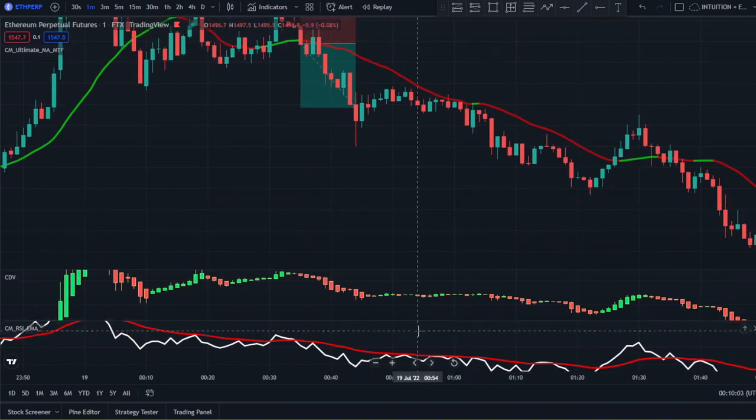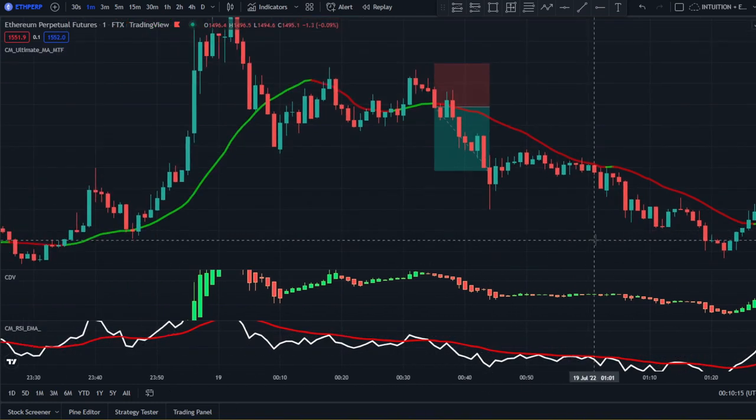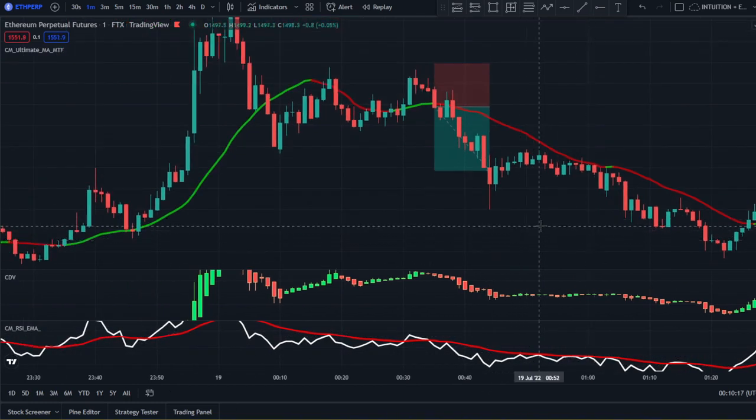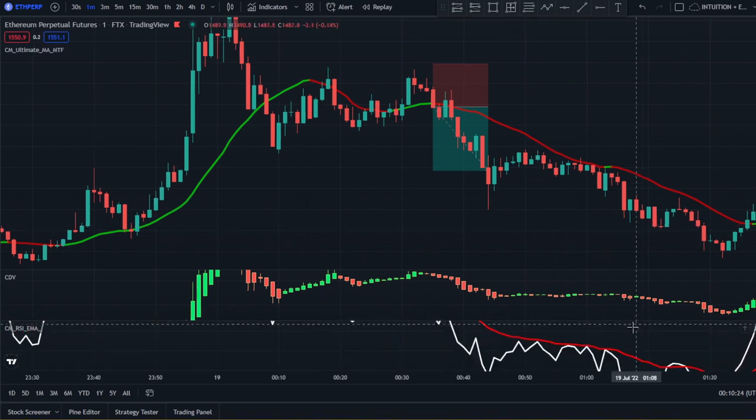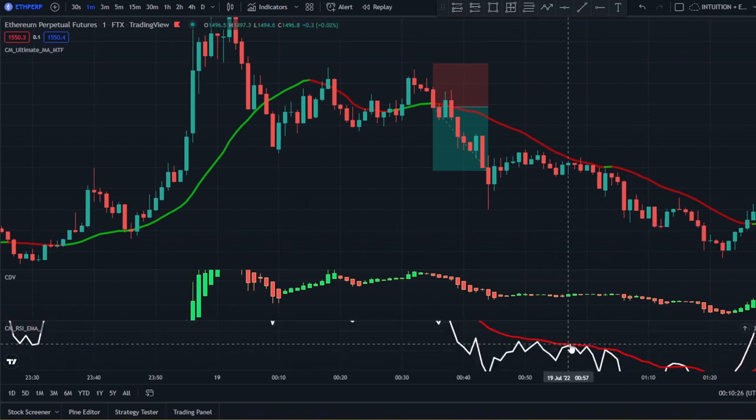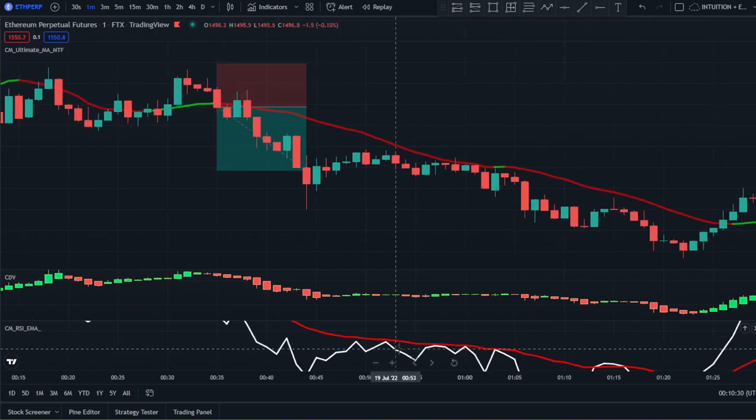So right here, what you want to wait for before you take another short position is the crossover of the white above the red before it crosses down. Or you can also wait for the white to touch the red before it goes down. So what do I mean by the white touching the red? Let's look right here. We have the white line touching the red line over here, and over here as well. In this case, if you zoom in properly, this is not touching, but this is touching.